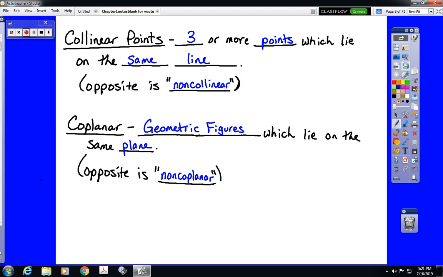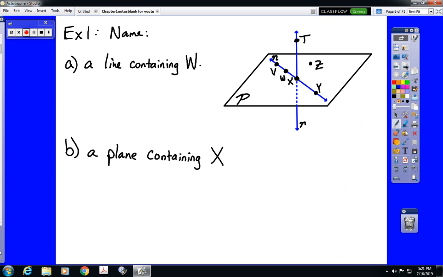Now this is the first type of problem that you're going to see in this chapter. It is also going to be on the chapter test, as well as other items we do throughout the early part of the course. So here we have example 1, and it's asking us to name some things based on this diagram.